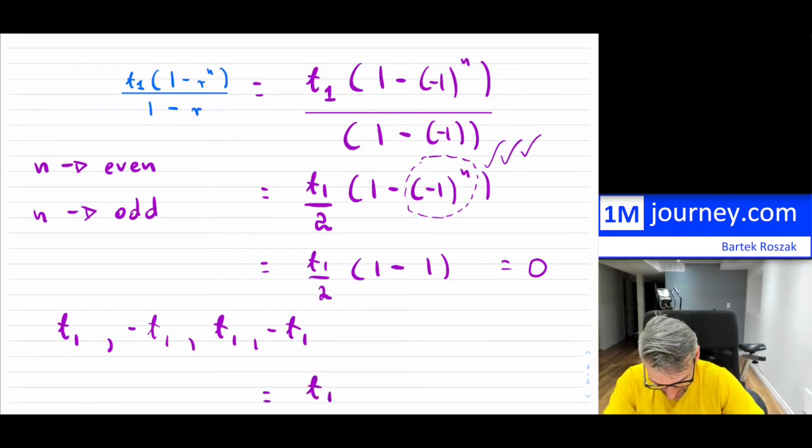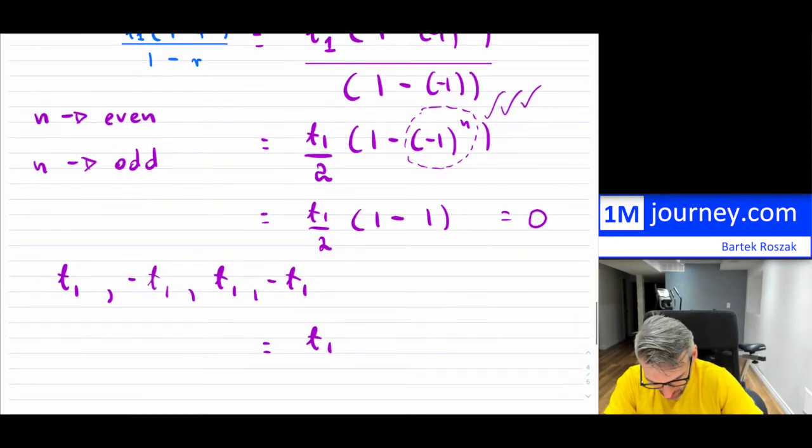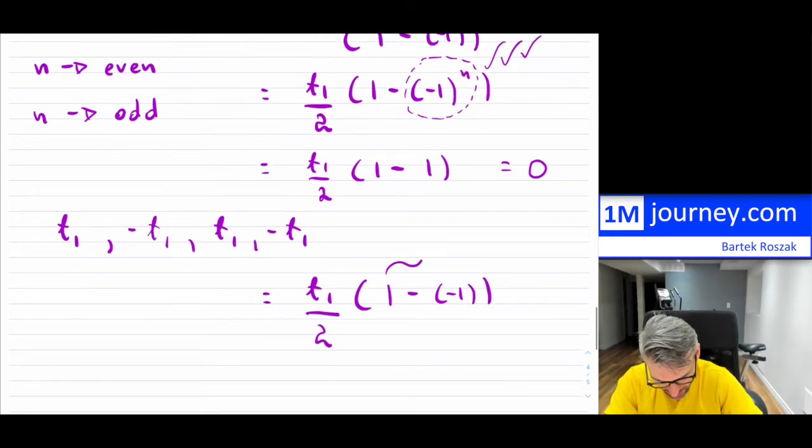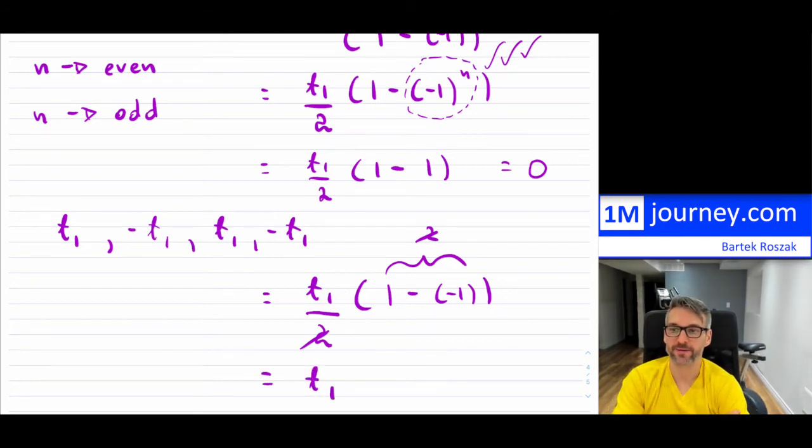So if that happens, you're going to have t1 over 2, because that's the denominator there. And then you're going to have 1 minus negative 1, so this also becomes 2. So the 2 will cancel with the 2, and this is just going to be t1, right?